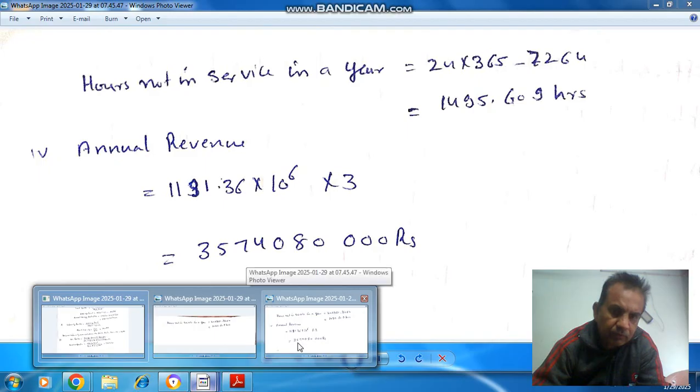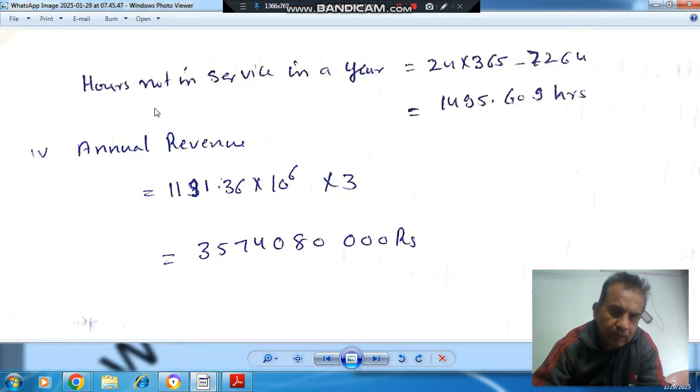Okay. So now next part, hours not in service. Total number of hours in 1 year is 24 into 365, and number of hours in operation is 7264. So not in service is 1495.609. And annual revenue: rate of 1 unit is 3, and number of units are this. Multiplying this we can get annual revenue.